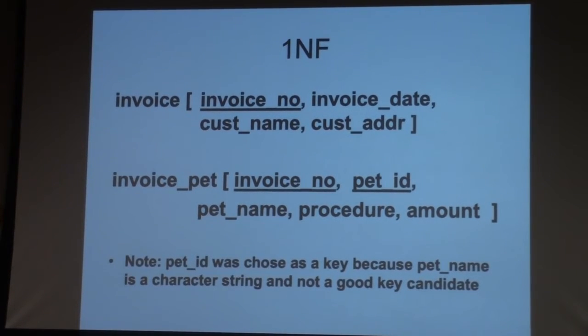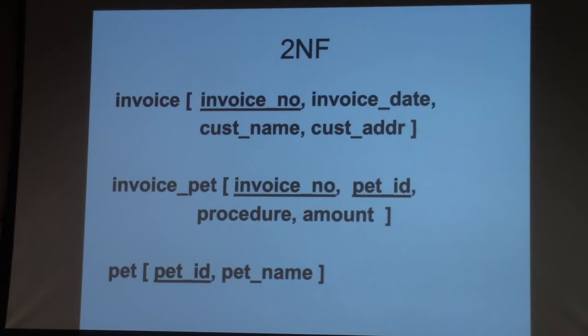Solution? We can take out the pet. So we can have the pet ID determine pet name. Then the invoice is the same thing, invoice underscore pet. So you can understand the meaning of that. This is pet information. This is general invoice information. This one is specific case information. Then, is it the third normal form or not?